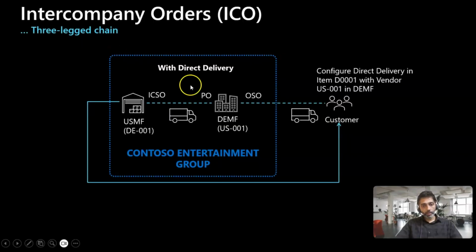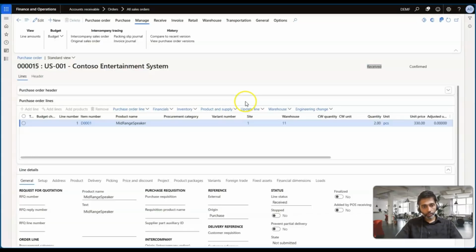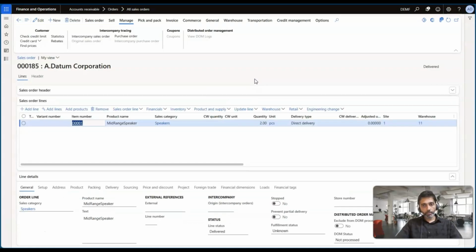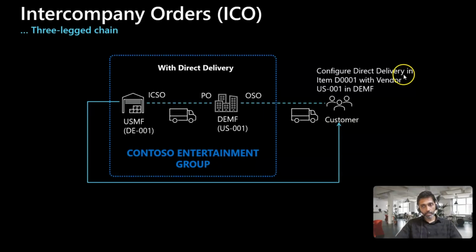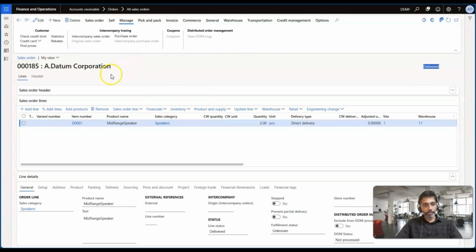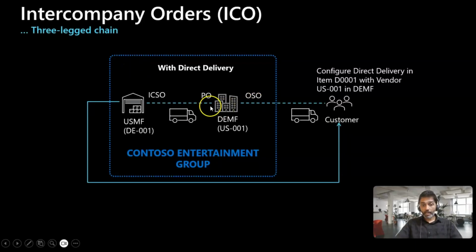At the same time, if we go to the original sales order, we posted the packing slip in the intercompany sales order, which resulted in posting the product receipt in DEMF. And if we go to the original sales order, you will also be able to see that the status is updated to delivered. So once we post the transaction in the chain, the subsequent transactions get posted automatically, since this is a direct delivery, right? But I'm not sure what the configuration is that we have for invoice.